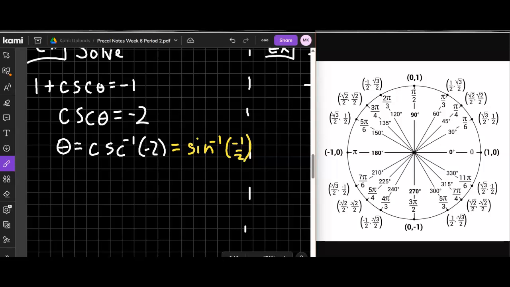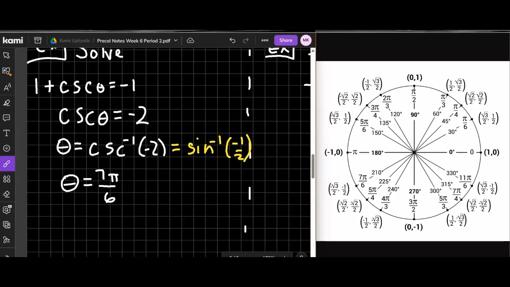So on your unit circle, answering the cosecant of -2 is the same thing as answering for the sine of -1/2, and you'll see on the unit circle that we have the sine value of -1/2 in two places, both in the 3rd quadrant and in the 4th quadrant. And so we have our value of theta equal to that 7 pi over 6, as well as that 11 pi over 6.